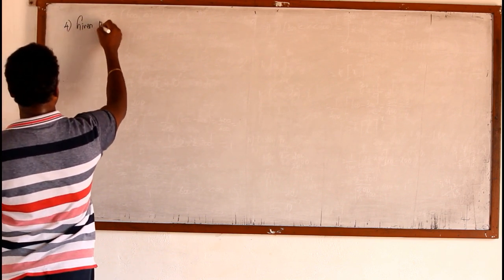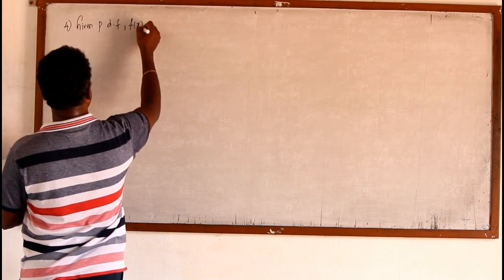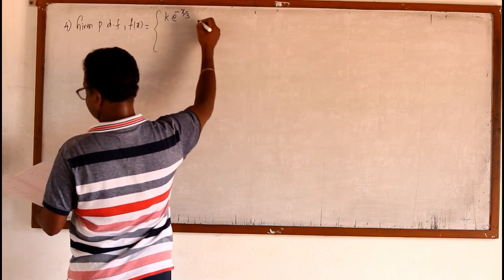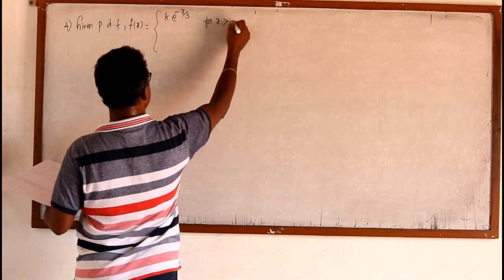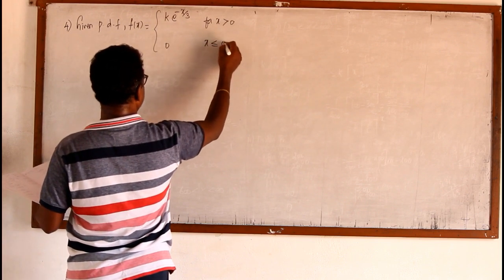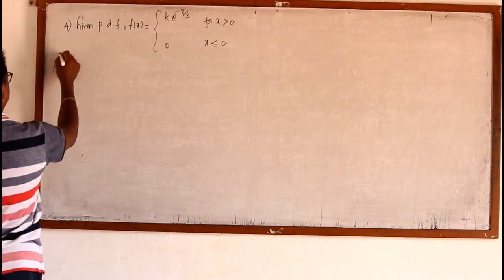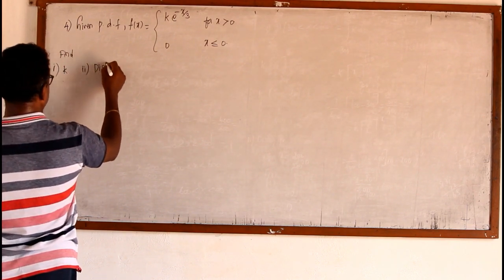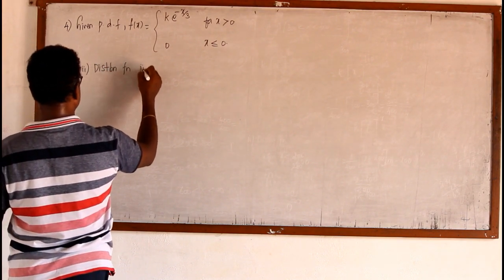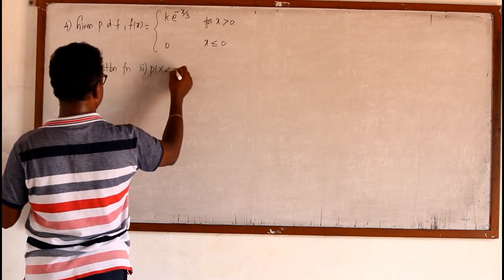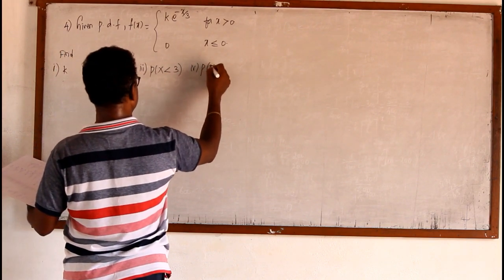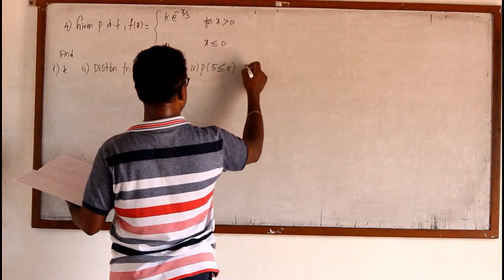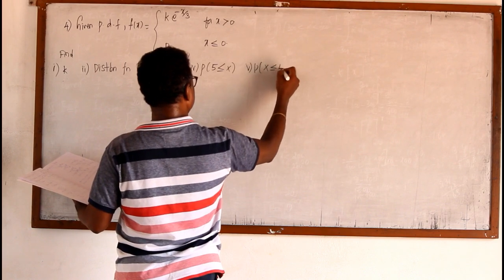Given PDF f of x equal to k into e power minus x by 3 for x greater than 0 and 0 for x less than or equal to 0. Find, there are too many questions. Find k. Second question, distribution function. Then third question, P of x less than 3. And fourth question, P of 5 less than or equal to x. And then fifth question, P of x less than or equal to 4.